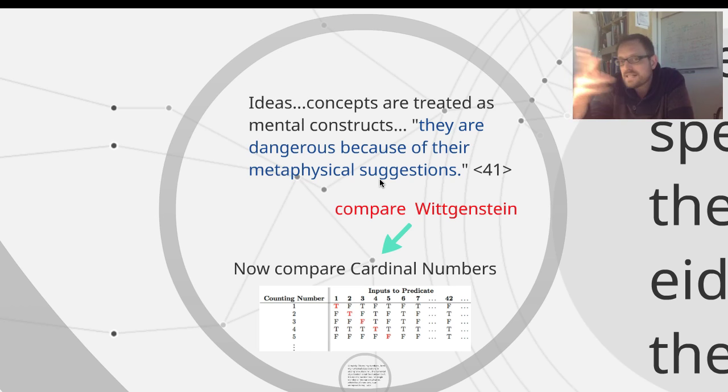So Wittgenstein then says that most of the philosophy problems that we have today are not actually problems in philosophy, right? They're just misunderstandings. They're different variations of nonsense. Now, Husserl doesn't think this, and he wants to counter this. And he says, for instance, well, think about cardinal numbers.